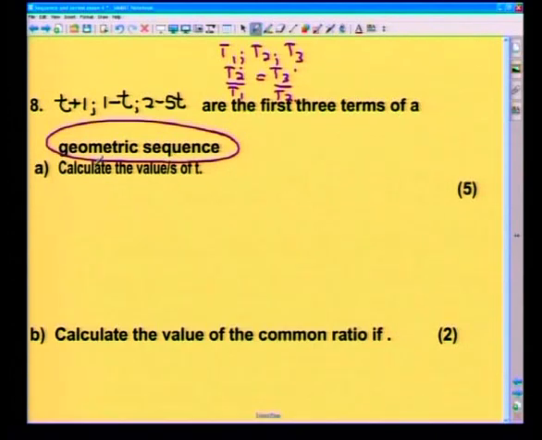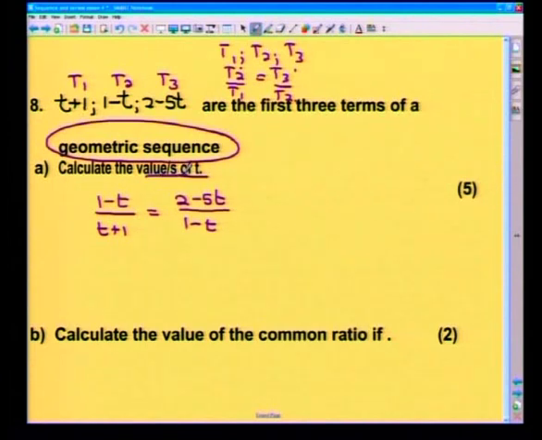Right, so doing that, this is my term 1, this is my term 2, and this is my term 3. I know that 1 minus t divided by t plus 1 must equal 2 minus 5t divided by 1 minus t. Now, notice the question. It says calculate the value or values of t. So what they're implying to me is that perhaps there's more than one value for t. And usually if they use that S word attached, there is more than one. So let's have a look at what happens.